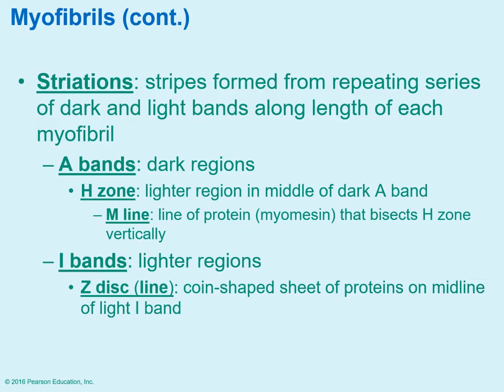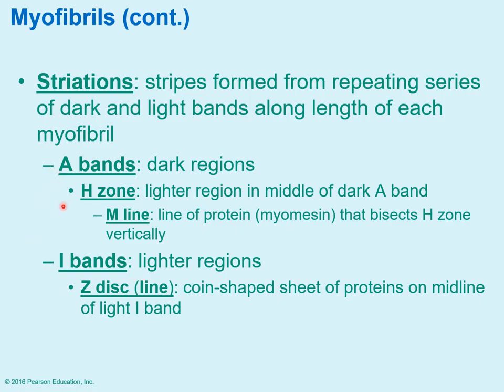So when we look at these striations, this striping pattern, it's very consistent in that you have these repeating dark and light bands. And of course, we're going to give them names. So the dark regions are known as the A bands, and the lighter regions are known as the I bands. And if you're trying to figure out how am I going to remember this, dark has an A in it, and light has an I in it. For me, that's the easiest way of remembering.